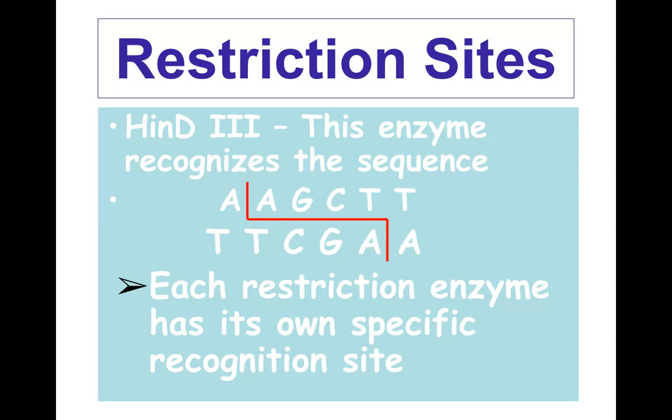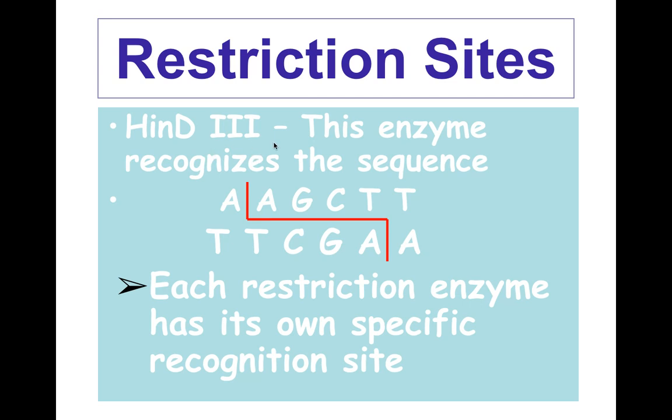Now, this is really important. So here's an example. HindIII recognizes this sequence. So it recognizes A, G, C, T, T. So if I'm reading the top left to right, now I'm going to read the bottom right to left, and it should read the same way. A, G, C, T, T. Isn't that fantastic? It's palindromic, okay?